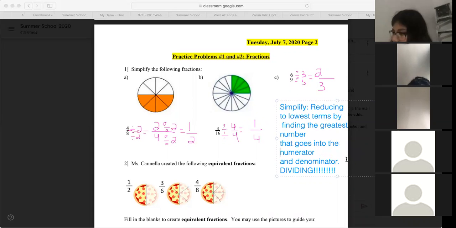I'm going to give you guys another moment or two. Give me a minute, and then we're going to do the second question on page 2. And then the rest of it is pretty self-explanatory. It should be pretty quick.